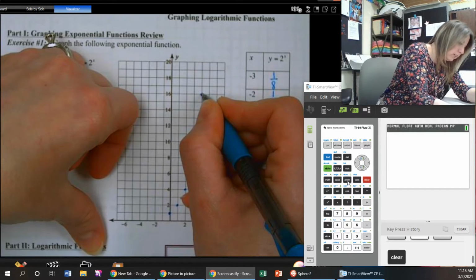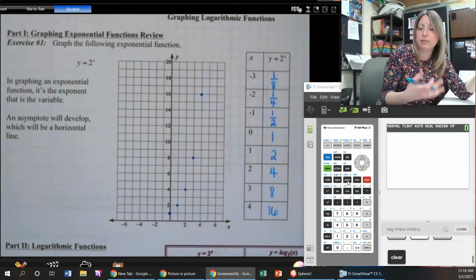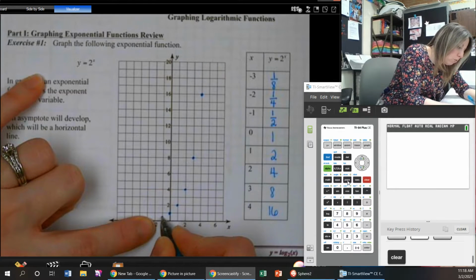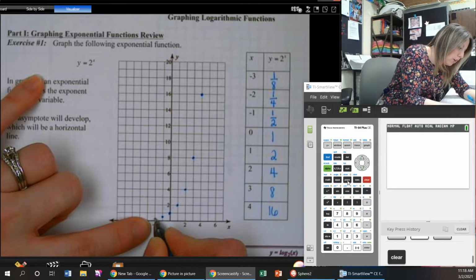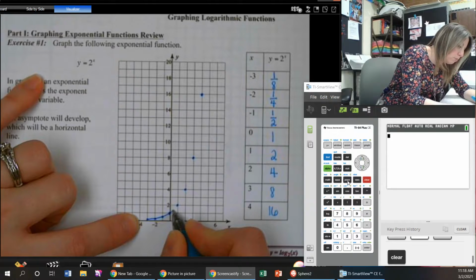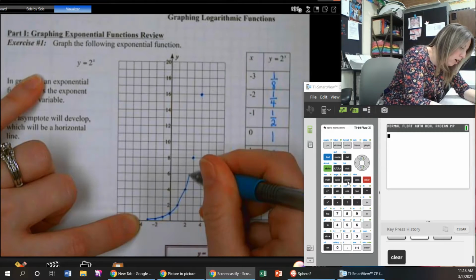I'm just using the classic, and I use it so much with you guys that this should just be second nature. Halfway is halfway between 1 and 0, and then a fourth, and then an eighth, right? We're heading towards our asymptote of 0, but not touching or crossing.